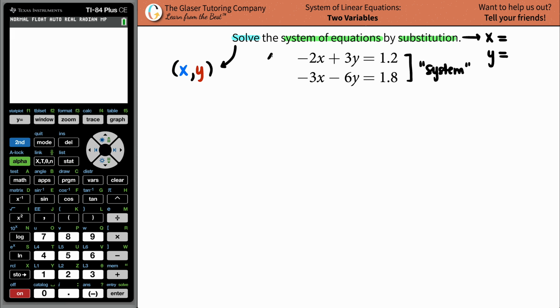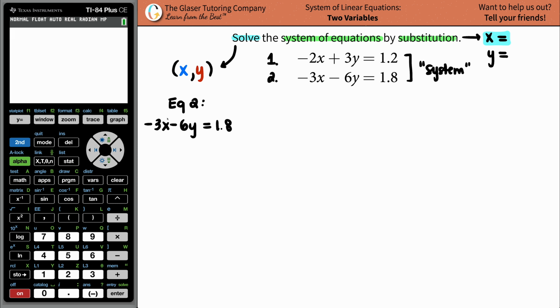So I'm going to say maybe this is equation 1 and maybe this is equation 2. So I'm going to take my equation 2 and solve for whichever one I want. Now generally, always solve for the lower number. So between the 3x and the 6y, let's solve for that x. So we're going for x equals. So we're going to say negative 3x minus 6y equals 1.8. And maybe I'll put it over here.